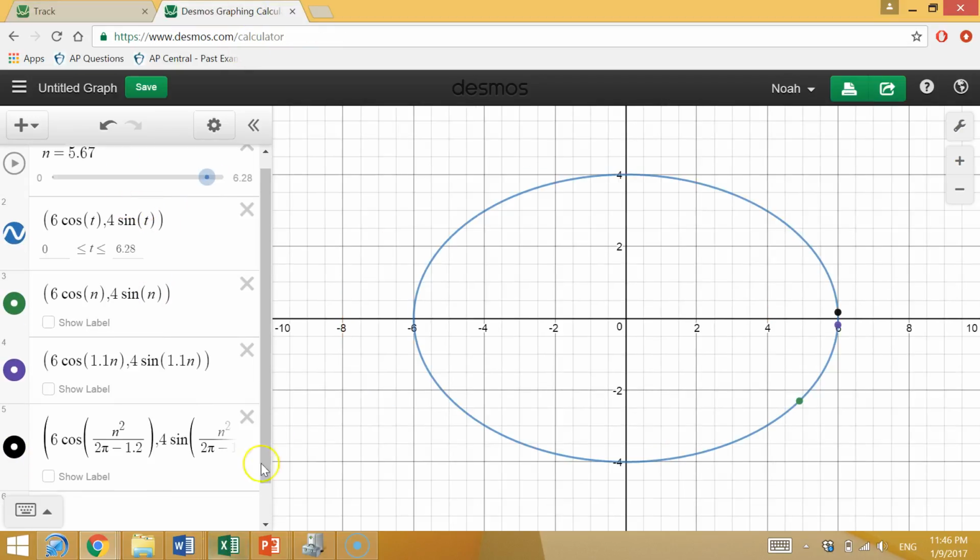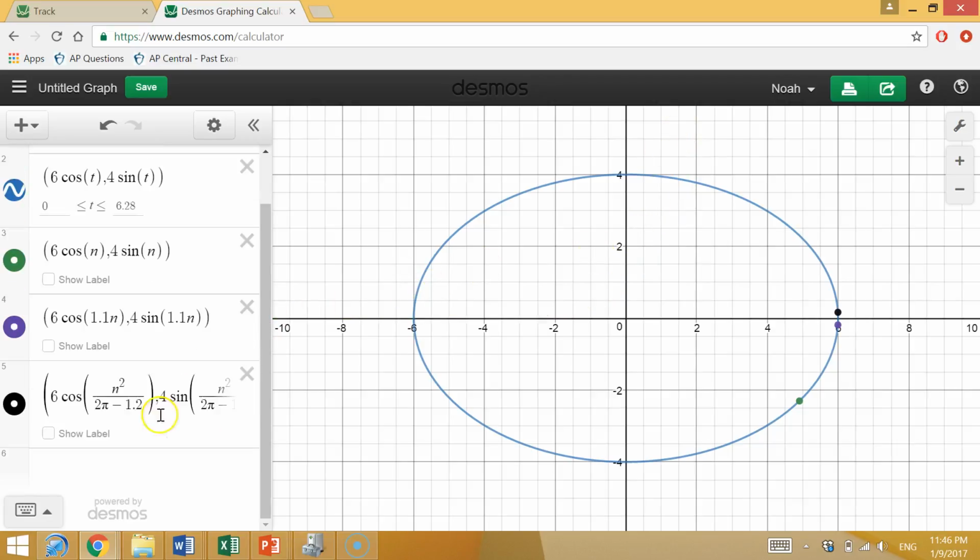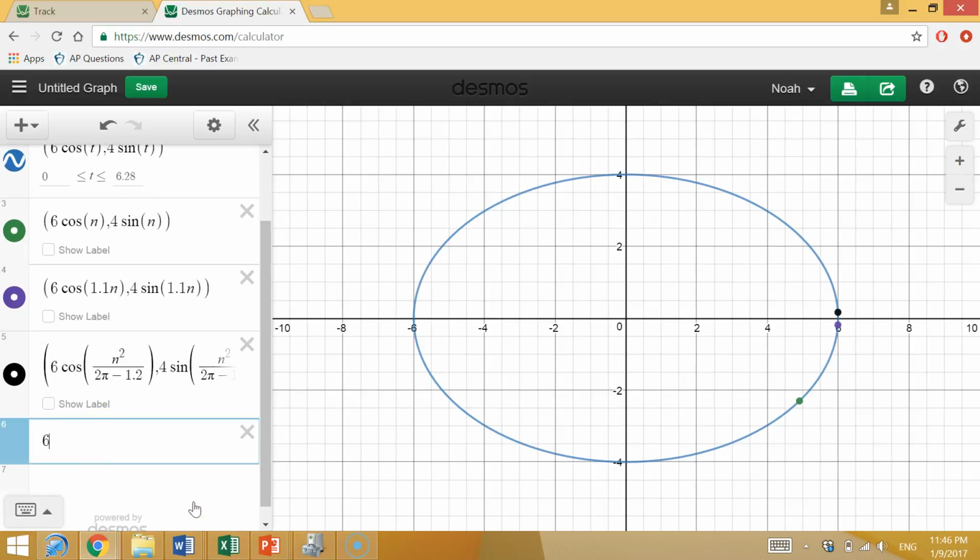Exponentials. If I was to graph just e to the x on this axis, initially it's very, very slow, and then it ends up just taking off and growing very quickly. That sounds like exactly what I want. The problem is, well, there's a few problems, but let's start with our classic 6 cosine n and 4 sine n, excuse me.